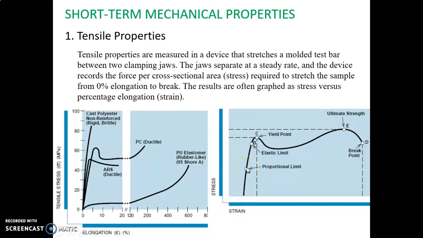Okay, so point B, which is the elastic limit. Okay, what is the elastic limit? It is the point after which the part will be permanently deformed even after the load is removed. So applications that cannot tolerate any permanent deformation must stay below the elastic limit. Okay, untuk C, C is the yield point.